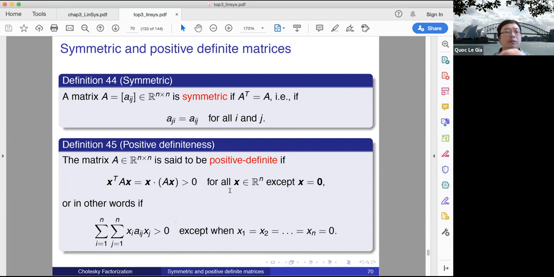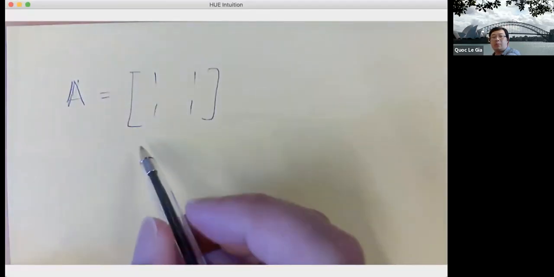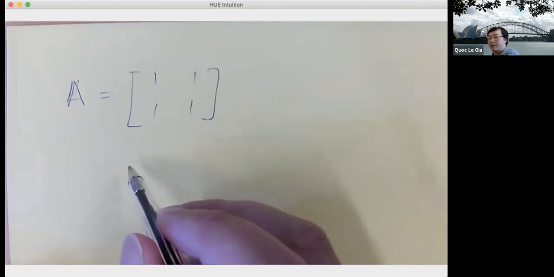But anyway, remember we consider the matrix 1, 1, 1, 1. All of them are ones. Okay, so we have a matrix 1, 1, 1, 1, and we want to check whether this matrix is positive definite or not.